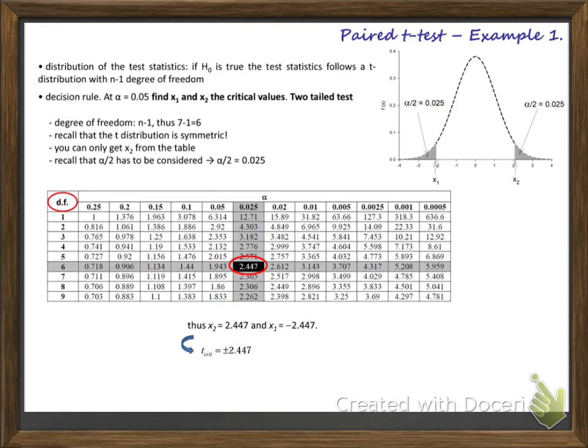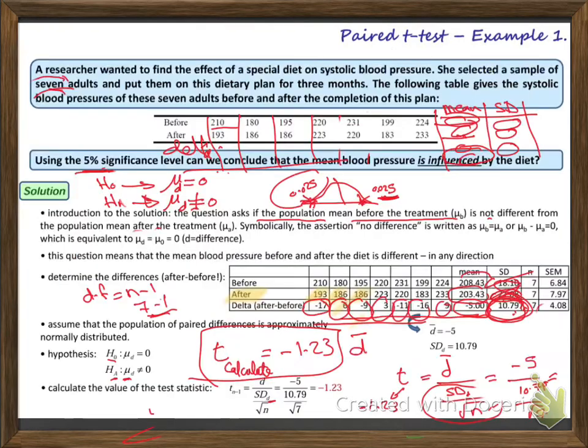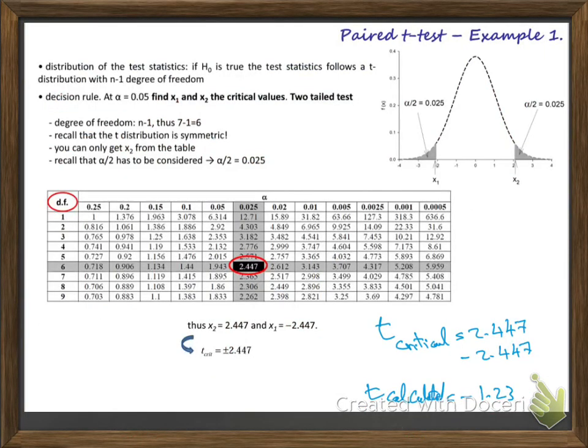My t value will be 2.447. My t, from the right or the left, will be the same. So the t critical here, based on the table, will be 2.447 on this side, and from the other side, it will be minus 2.447. So what about the calculated one? Sorry, this is the one from the alpha, which we got from the table. Just let me correct it. So this is the one which we got from here. So what about the calculated one?